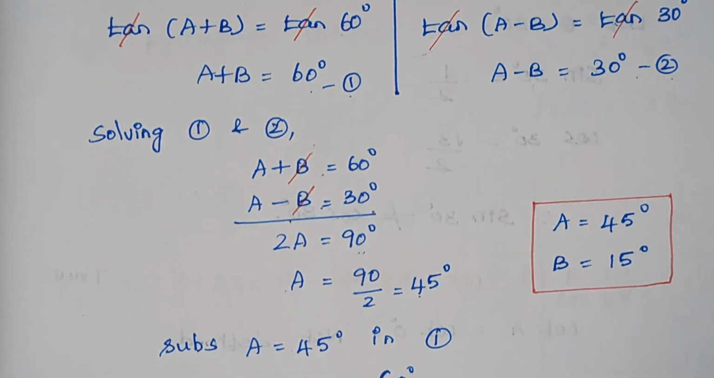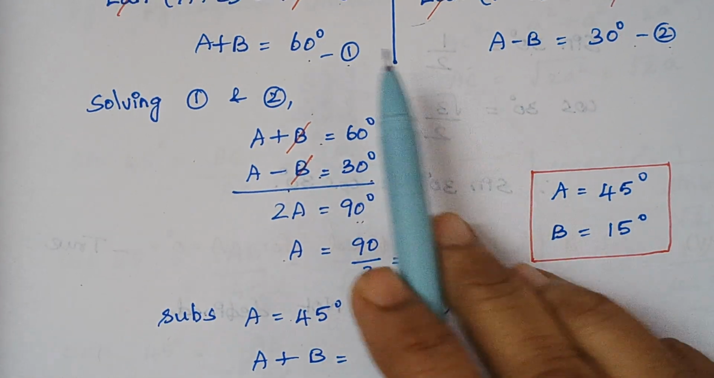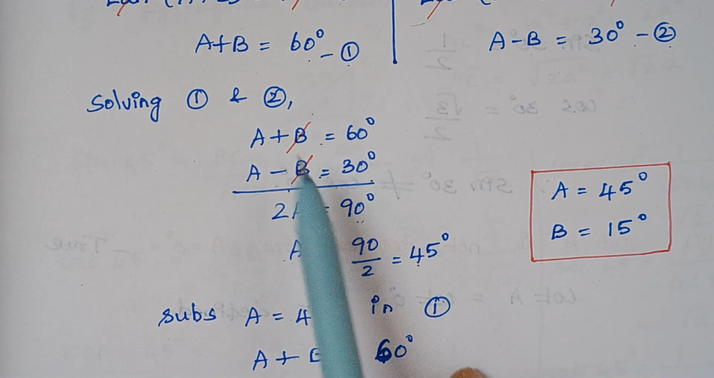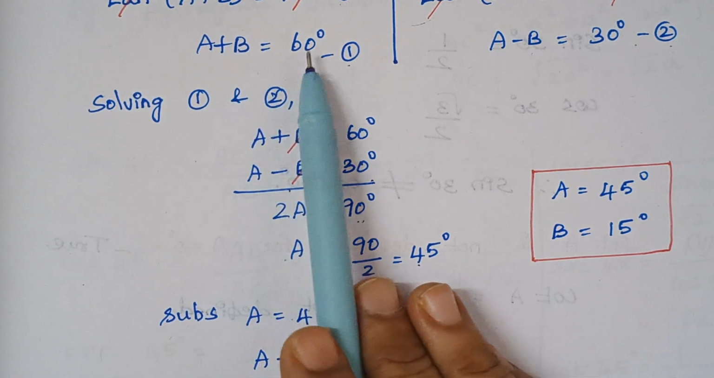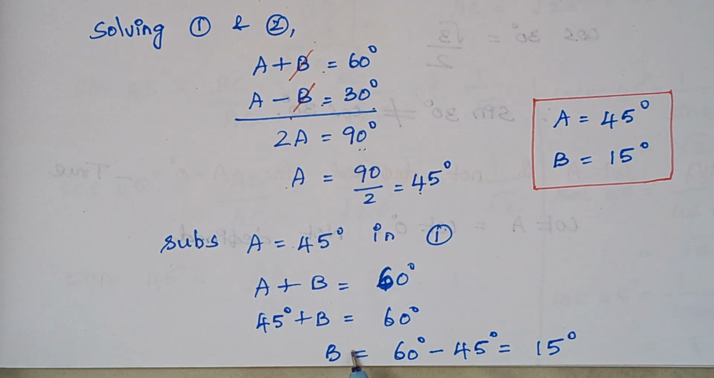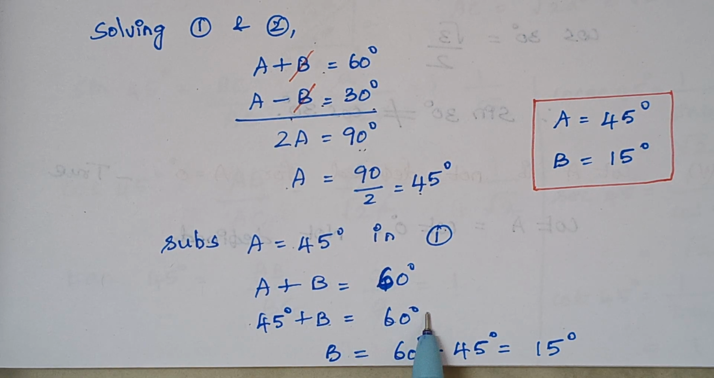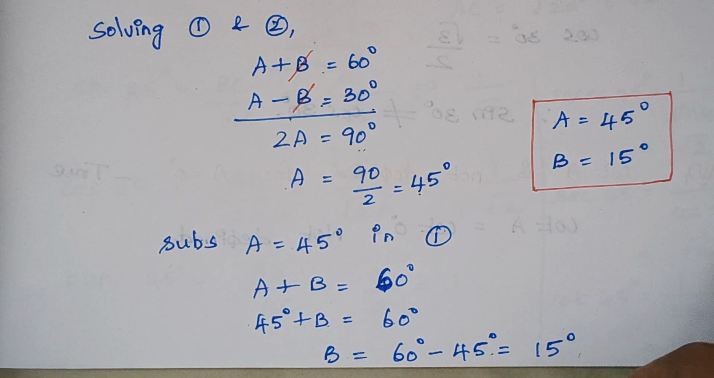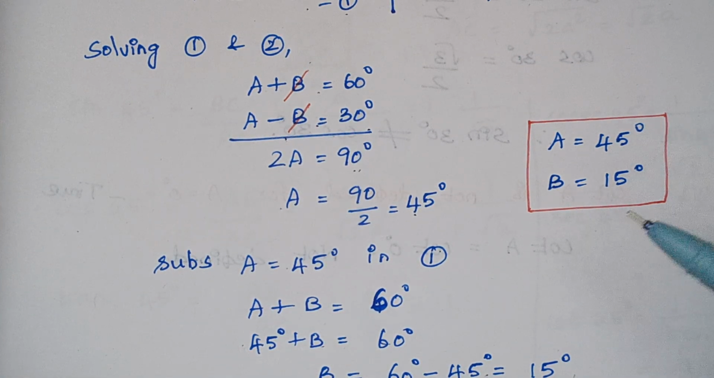Now substitute this value of a in equation 1 or equation 2, it's up to you. I am substituting in equation number 1. Equation 1 is a plus b equal to 60 degrees. a is 45, so 45 plus b is equal to 60, and I want to find b. Moving this 45 degrees to the right-hand side, plus 45 becomes minus 45. So 60 minus 45 is 15 degrees. Therefore, the value of a is 45 degrees and b is 15 degrees.